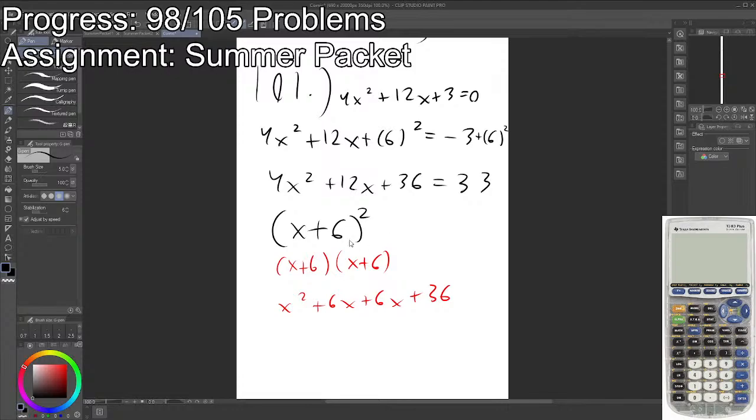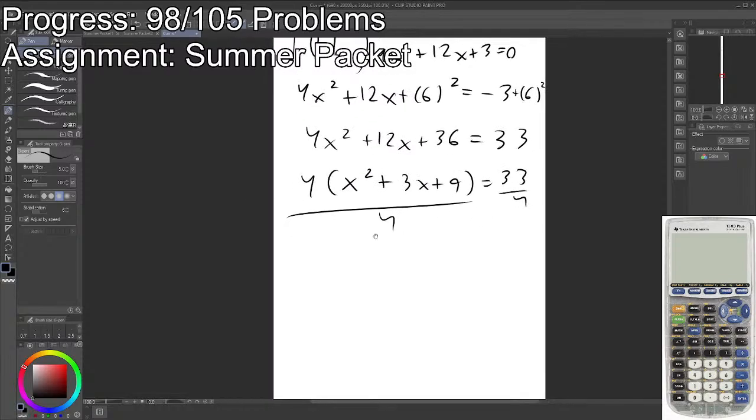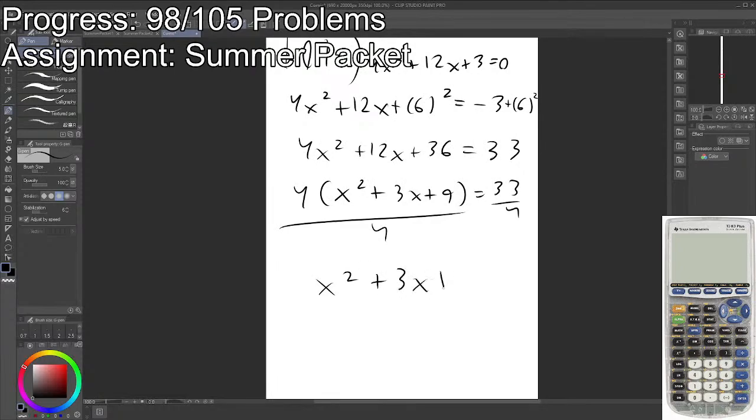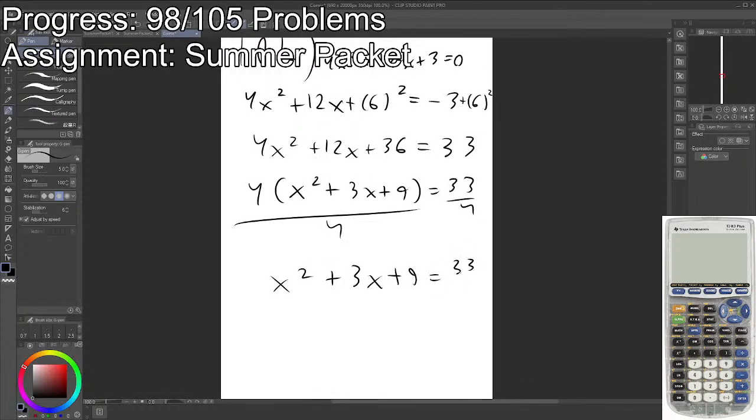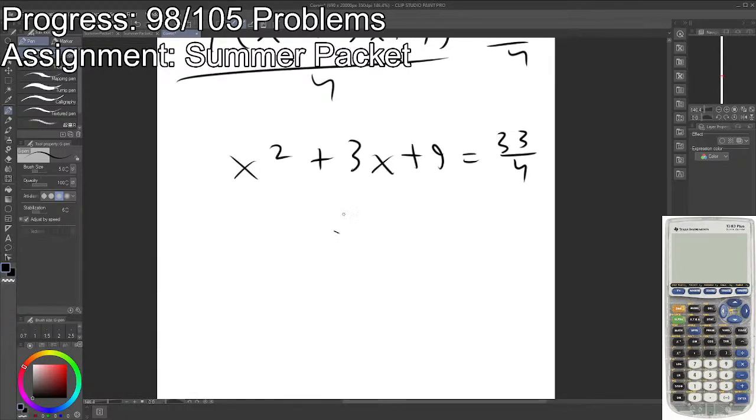No, you factor out a 4, I think? Yeah, then divide by 4. Okay, I forgot for a second, but I think I'm starting to remember it. X plus 3 squared.